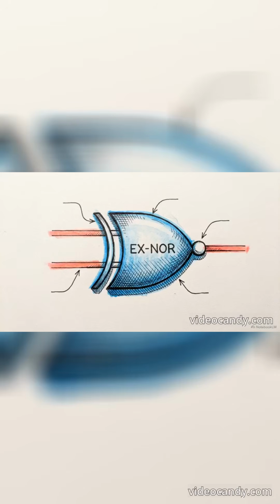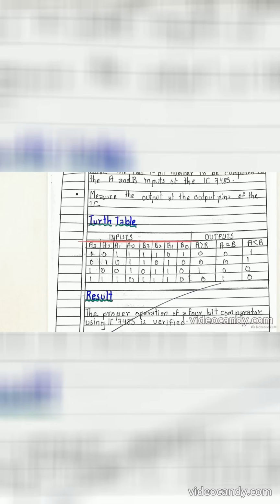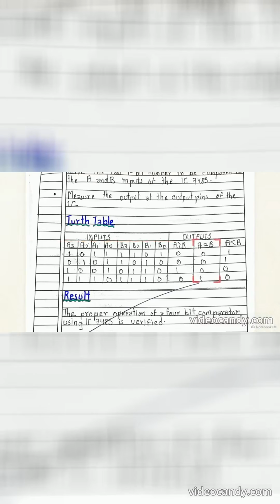Its inverse counterpart is the EX-NOR gate, or the equality detector, which only outputs a high signal when both inputs match perfectly. When you scale this EX-NOR logic up, it allows systems to compare complex multi-bit numbers. This truth table for a 7485 chip shows a 4-bit comparator executing that exact equality check. Exclusive gates elevate simple physical switches into engines capable of executing real computational arithmetic and precise error detection.